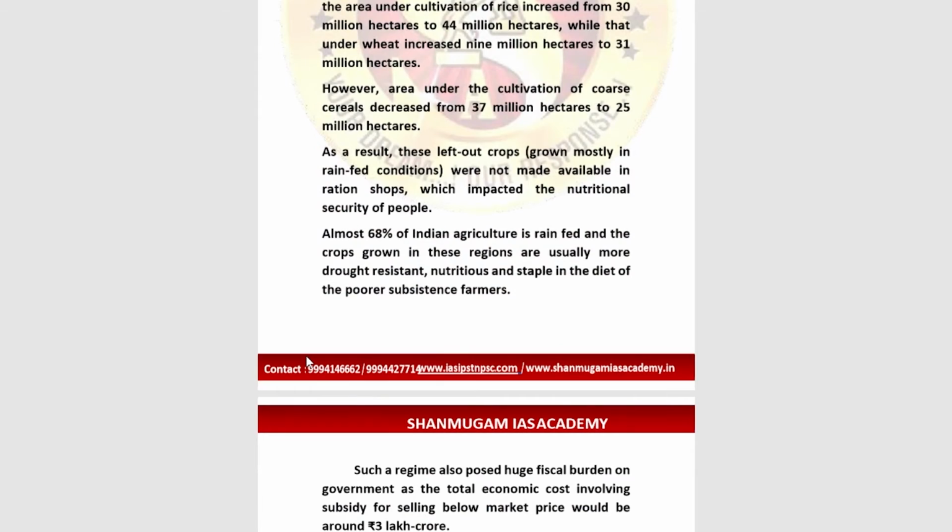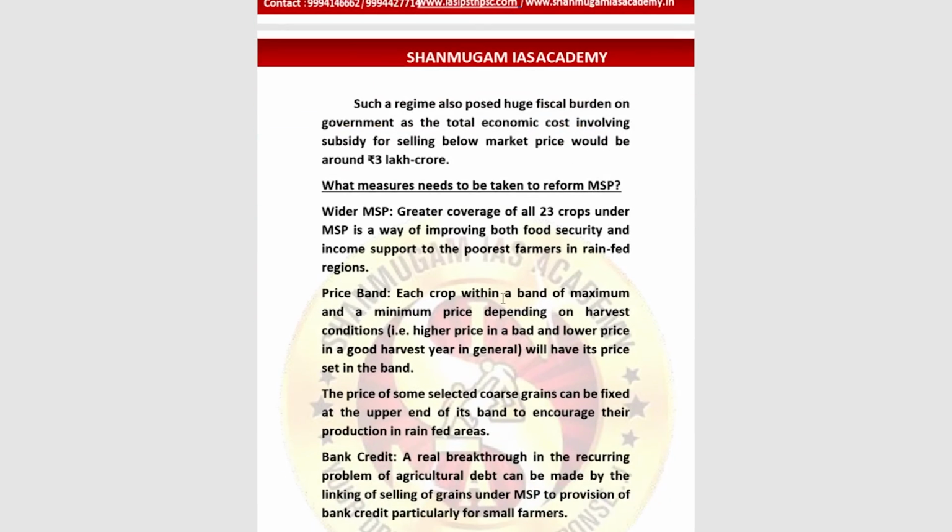As a result, these left out crops, which are grown mostly in rain-fed conditions, were not made available in the ration shops, which impacted the nutritional security of the people. These crops which have been left out are not available in the ration shops, so this impacts the nutritional security of the people too. And almost 68% of Indian agriculture is rain-fed, and the crops grown in these regions are usually more drought resistant, nutritious, and staple in the diet of the poor subsistence farmers.